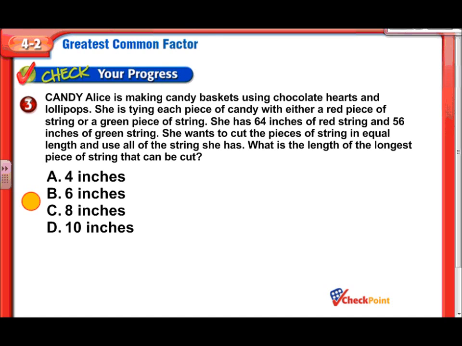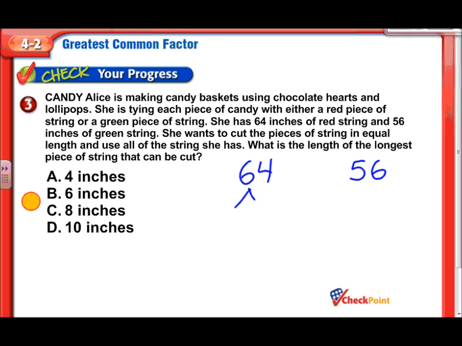Do you see what's going on here? You've got one string that's 64 inches long, another one that's 56. So really, what's the largest cut that you can make so that you're using the same length on both pieces of string and end up using all the string? So what we need to know is the greatest common factor of these two numbers. What's the biggest number that we could cut these pieces of string into so that each string is cut into the same length and we end up using all the string?